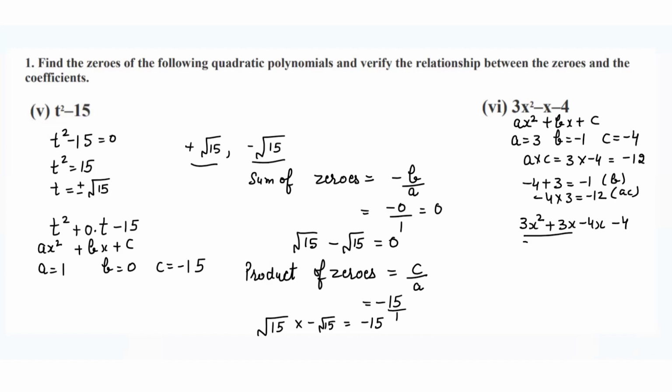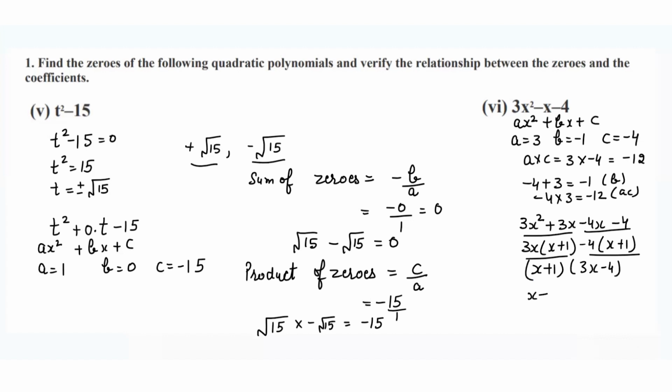From the first two terms, we can take 3x common, and x plus 1 is left. From the next two terms, we can take minus 4 common, and x plus 1 is left. From these two terms, now x plus 1 is common. What is left? 3x minus 4 is left.